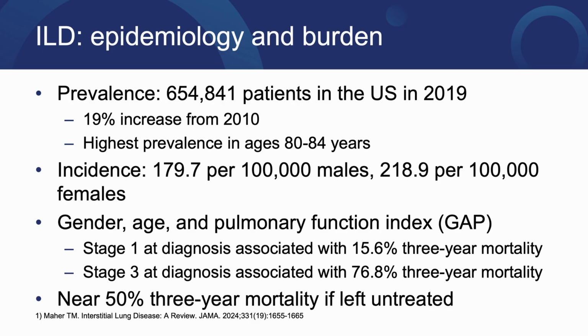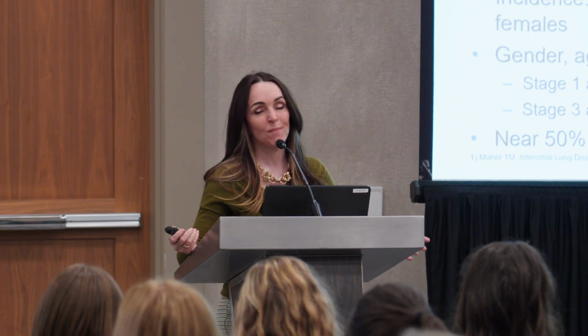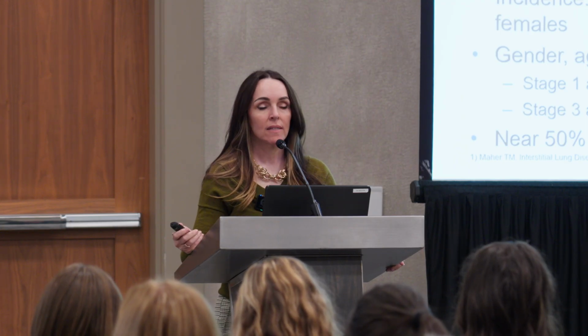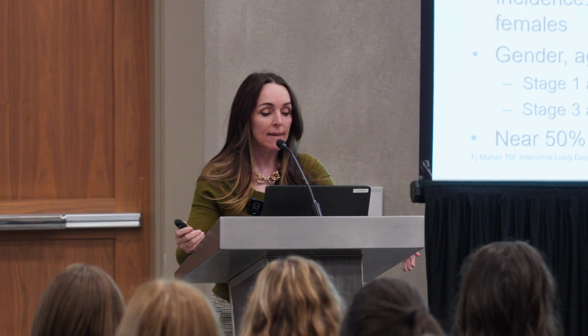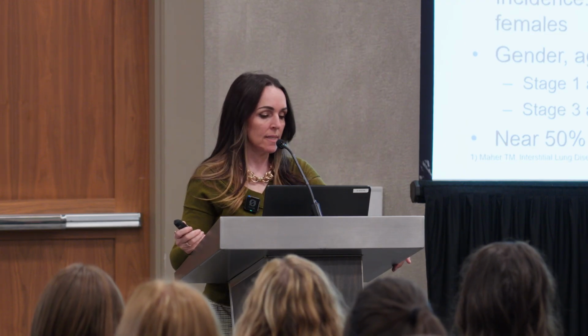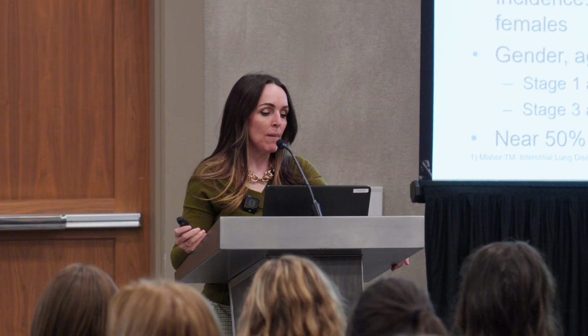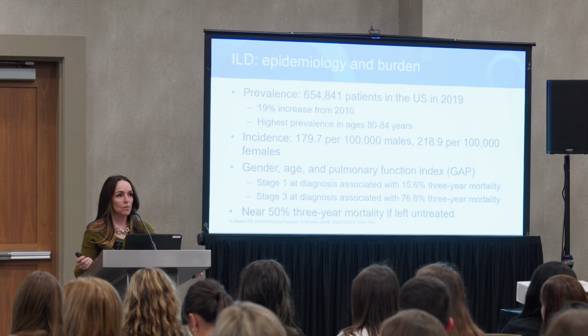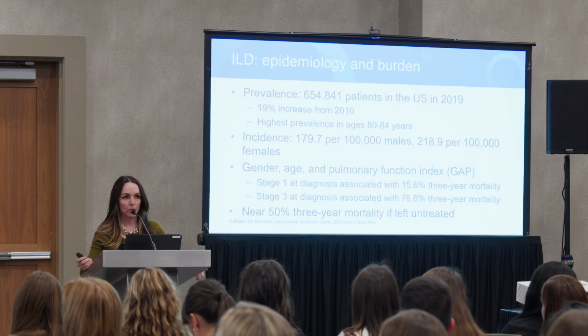When we look at the gender, age, and pulmonary function index, where patients are diagnosed at stage 1 versus stage 3, this does show that their 3-year mortality is not exactly what you'd want to see. And the big point of this data is to reflect that time is long. Lungs are very delicate, they're exposed to the world, and unfortunately a lot of damage cannot be undone when it comes to fibrotic lung diseases especially. So there's about a 50% mortality in 3 years for these patients if they're left completely untreated.